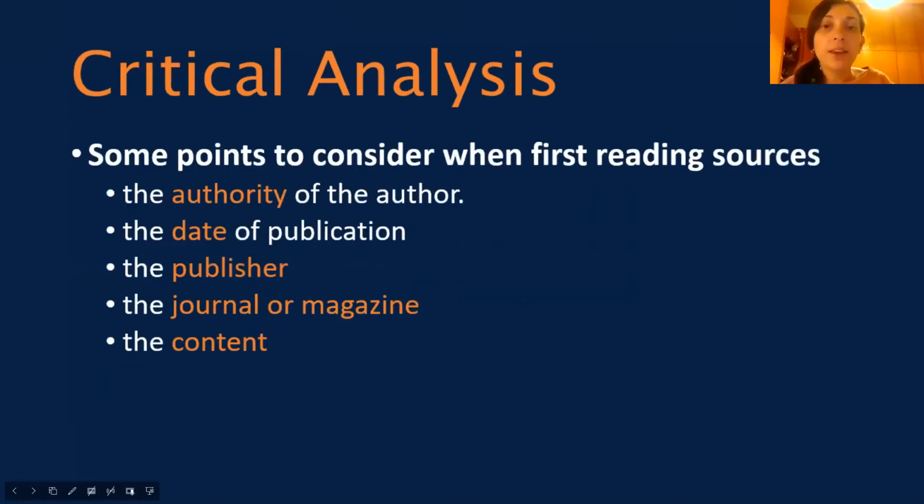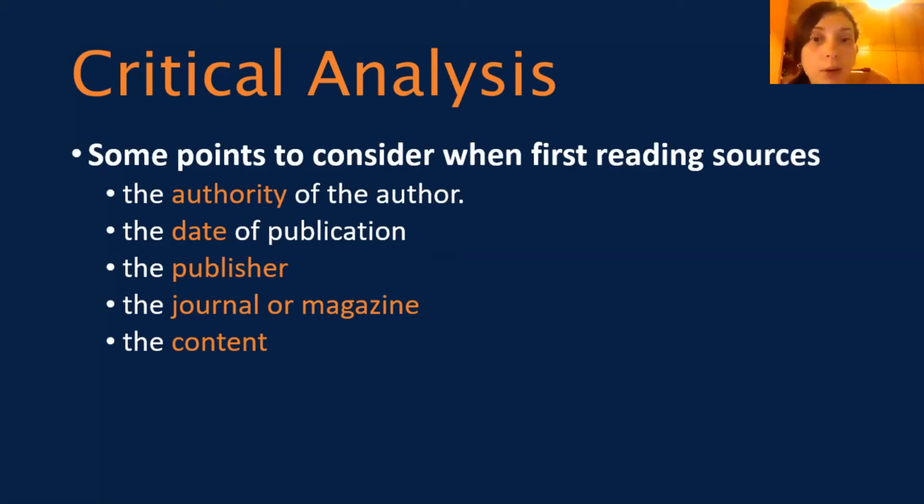Here are some points to consider when we first read sources and we want to critically evaluate them. Firstly, the authority of the author. Who is this person who wrote this source and are they an expert on the topic? Then the date of publication. Usually we don't want publications that are very old because they may not relate to what's happening today. The publisher. Is this, for example, an academic journal that published this paper? The journal or magazine. Here you can consider things such as the impact factor of a journal, for example. And of course, the content.